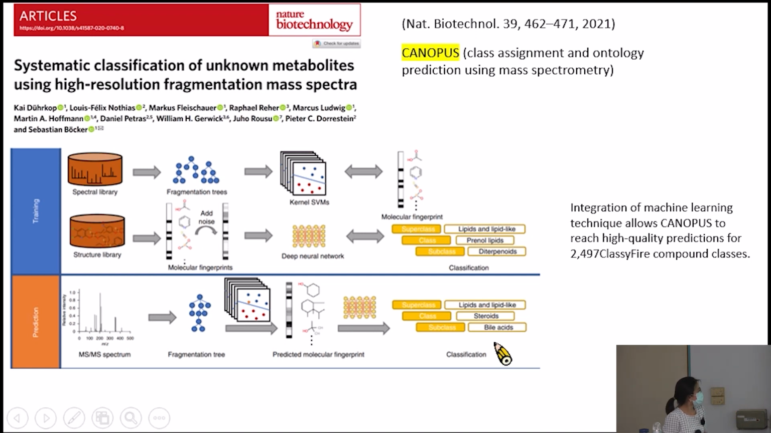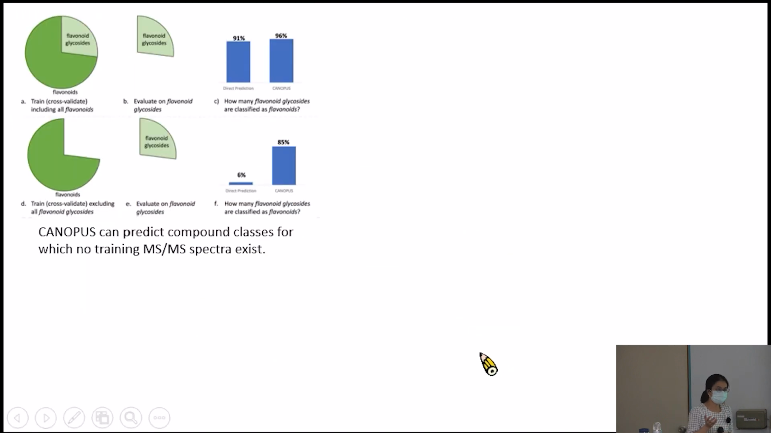Okay. So I would like to show you some data that the authors provide to let you know how powerful this approach is. The authors mentioned that CANOPUS can predict compounds with up to 90% accuracy. What they did is they tested some samples, and of course they got a higher prediction. So they mentioned this part.